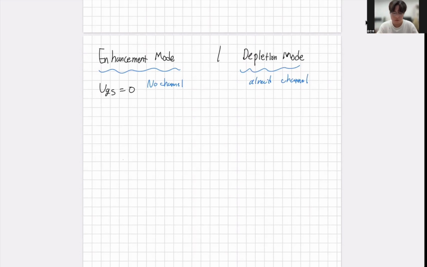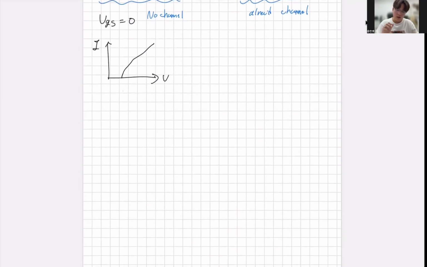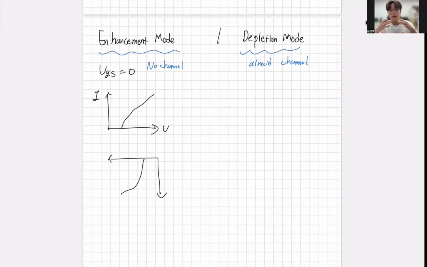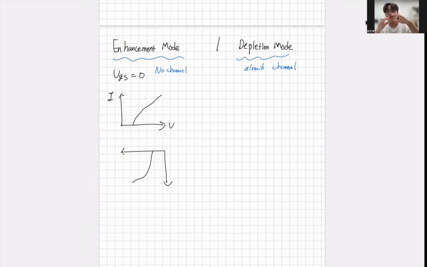So the graph in enhancement mode may be drawn like this. Here is I and V, and in PMOS the graph will be drawn like this. As I already said, if VGS is zero, there is no channel. So here is the VGS point, and here is the VGS. So we can check from the graph that there is no channel.